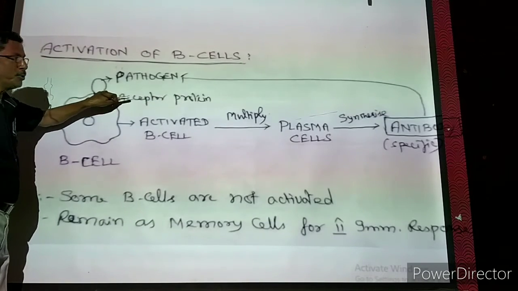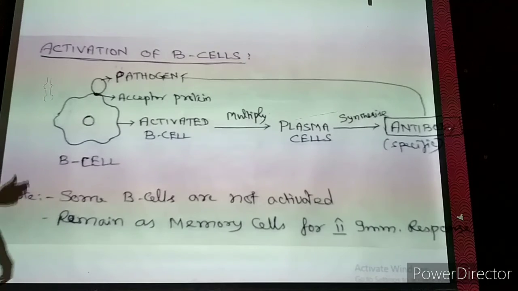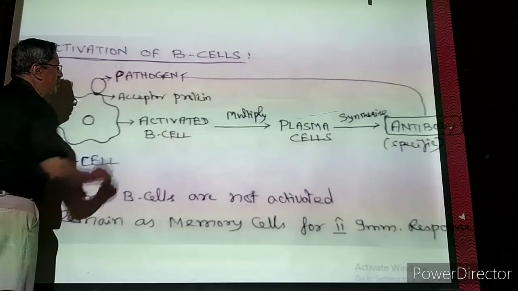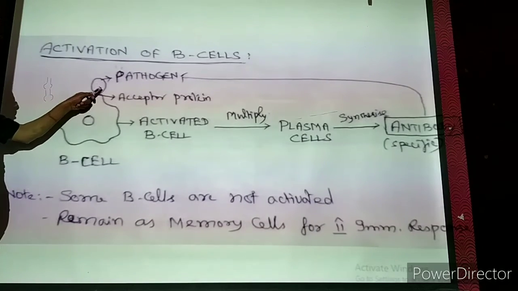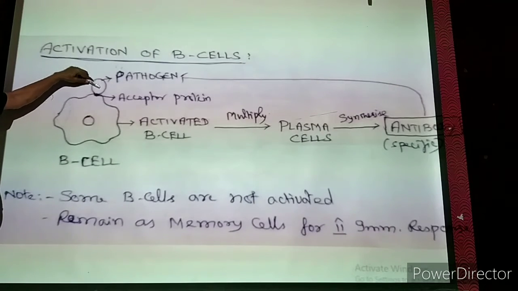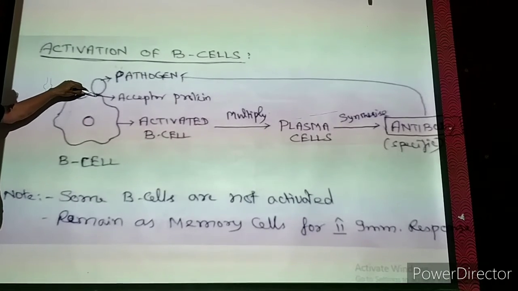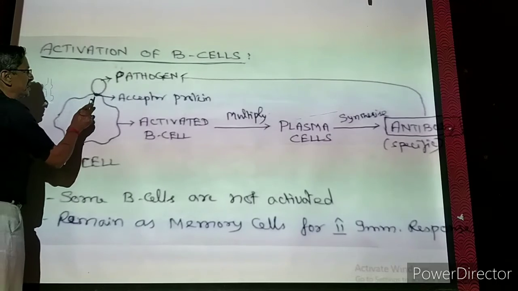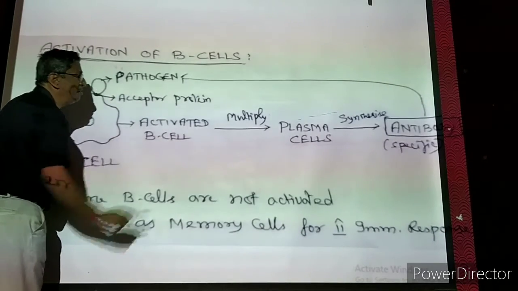Now the acceptor protein is always touching the pathogen. Once a pathogen enters, the pathogen is attracted by the acceptor protein. The pathogen can be a bacterial cell, a virus, a protozoan parasite, or a fungal parasite, anything. It is a microorganism, a foreign body. It is attracted and will come and attach to the acceptor protein. Once the pathogen is attached to the acceptor protein, the B cell is activated.